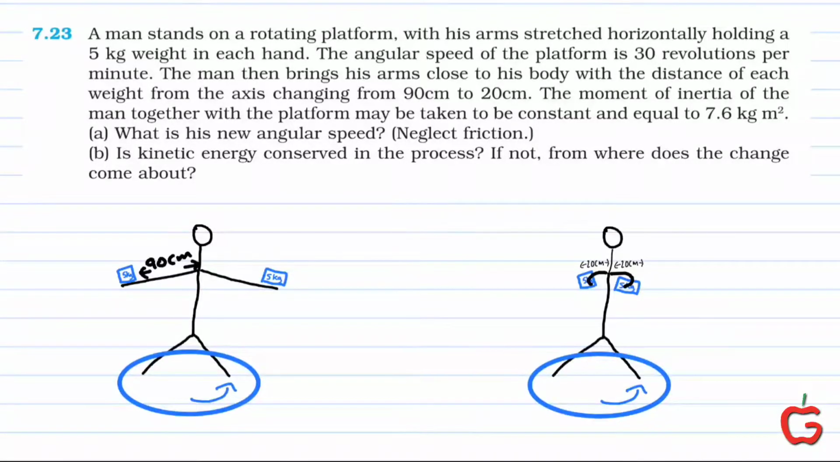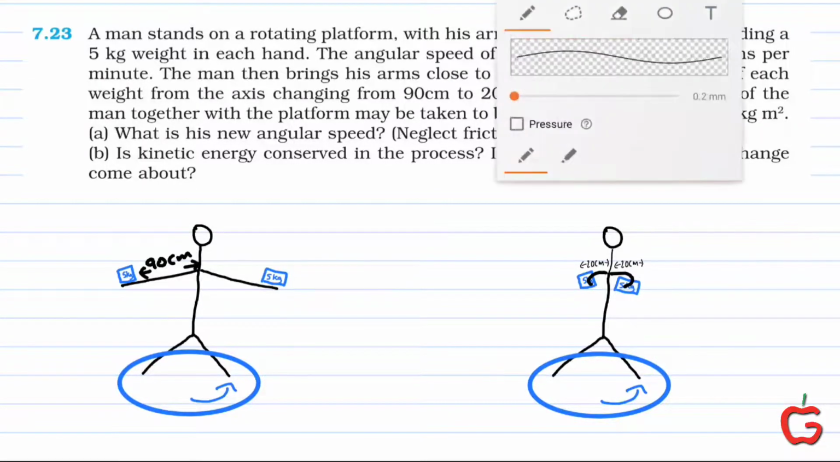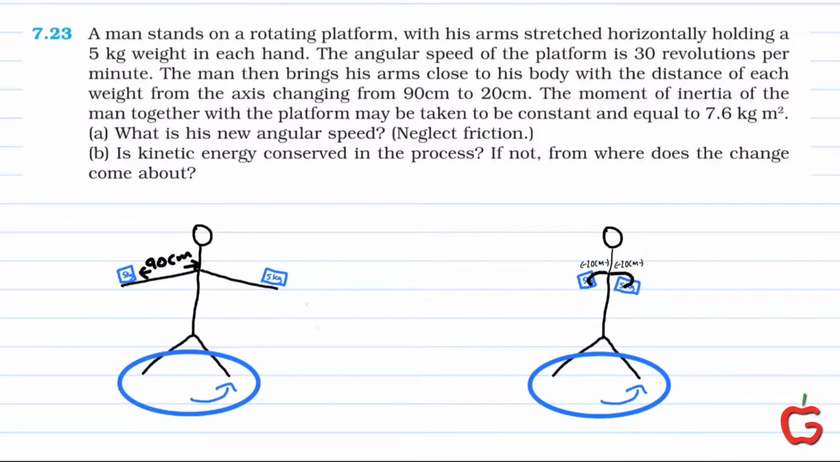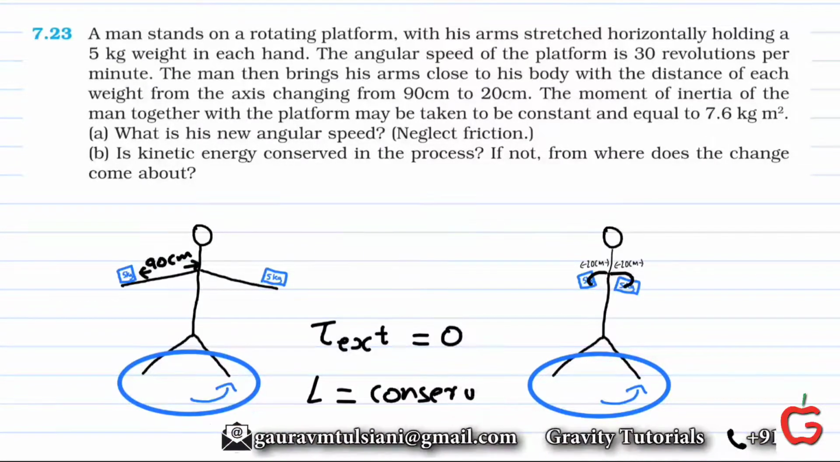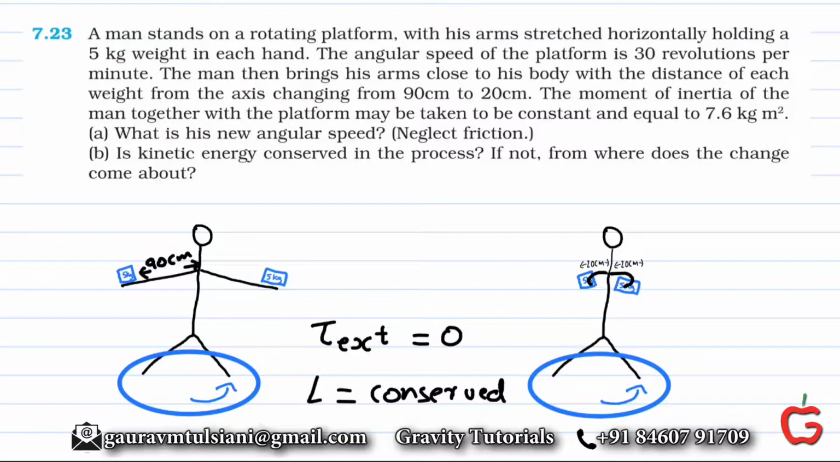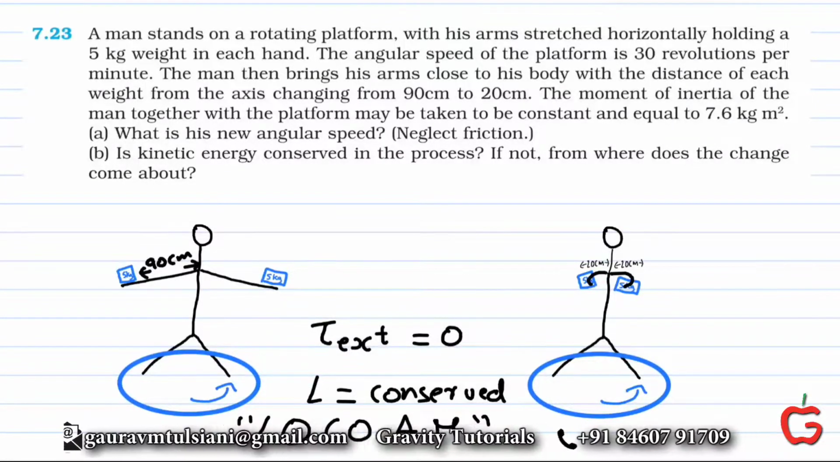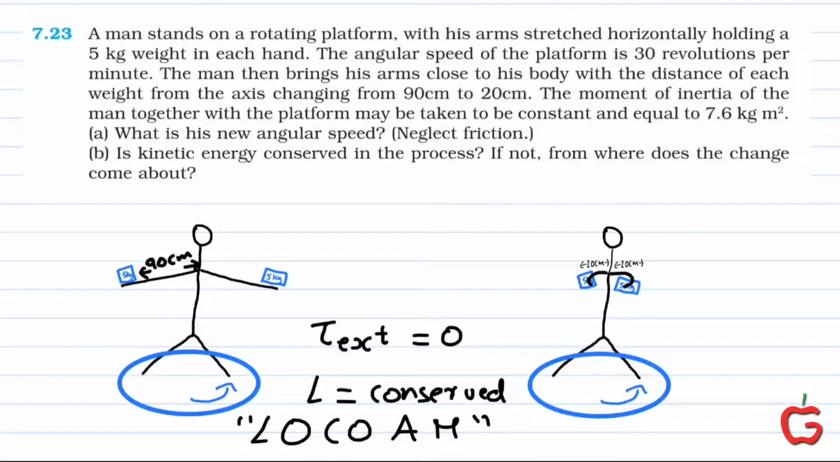Whatever work the man is doing is using his internal energy. So there is no external torque. Since the net external torque on this system is 0, the angular momentum of this system is conserved. This comes from the law of conservation of angular momentum. So we'll use this law to find the new angular speed.